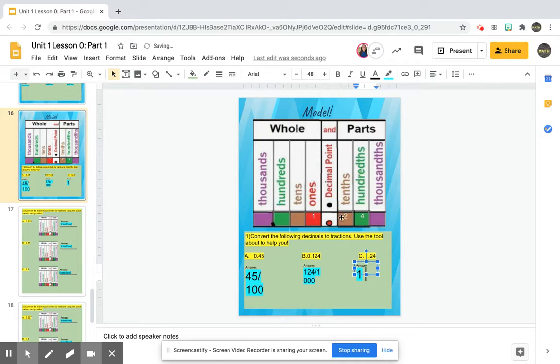And then I have 24. So I know 24 is going to be my numerator. Now I need to figure out what my denominator is. Well, I just go look at my last number. My 4 is the last number. It ends in the hundredths. That means that my denominator should be the hundredths. So my answer should be 1 and 24 hundredths.